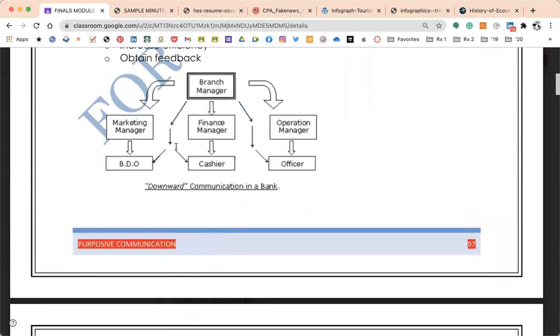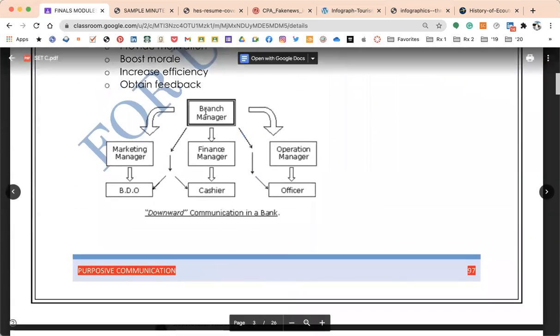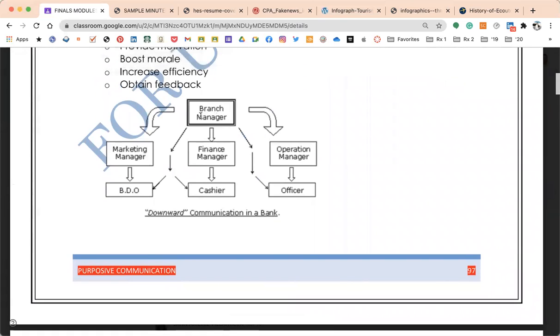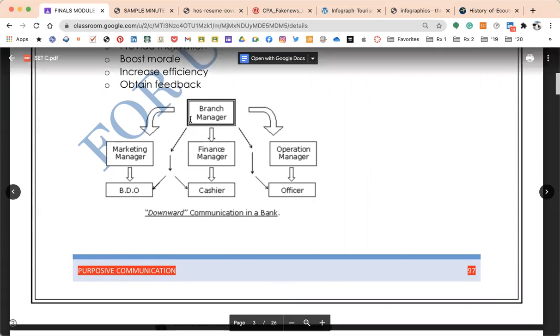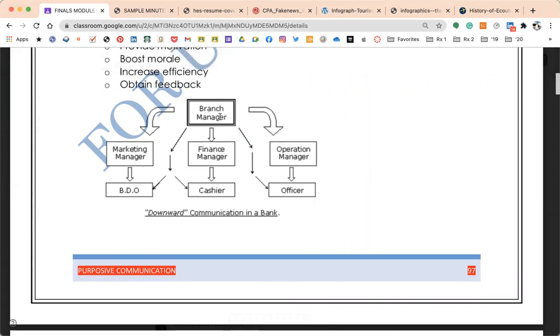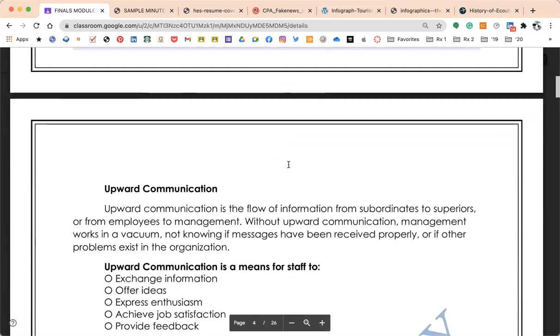As you can see here, this is a bank for BA students. There's the bank manager, then the marketing manager, and the marketing manager will give it to the BDO. So whatever memo the branch manager gives, even if it only goes to the marketing, finance, and operations managers, it will still reach the bottom because of these people. That's why it's a downward communication process.